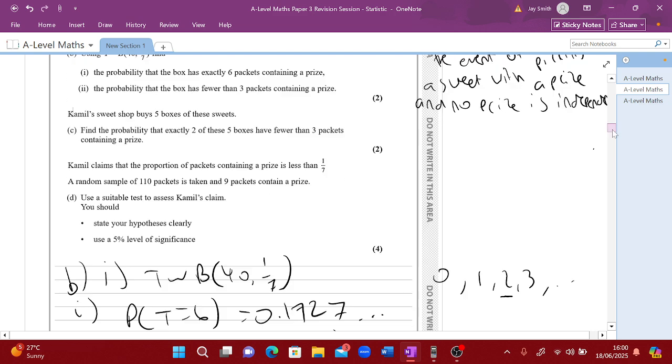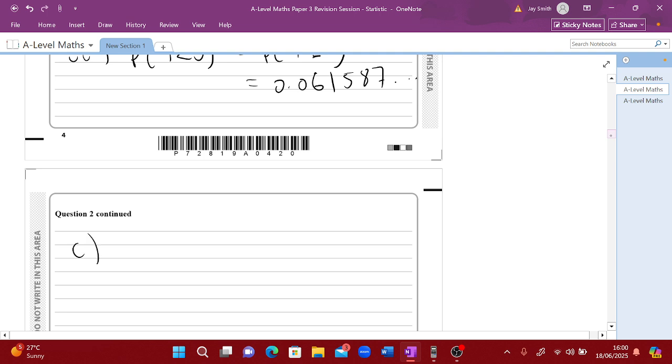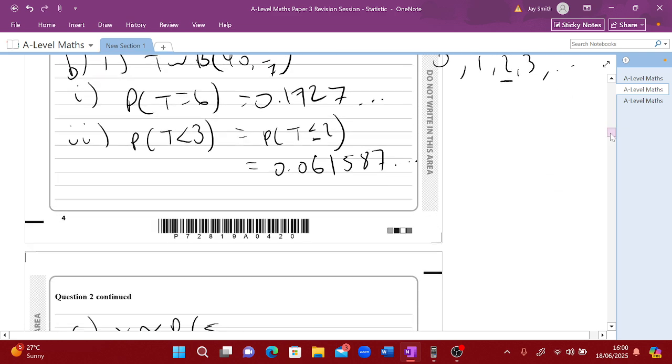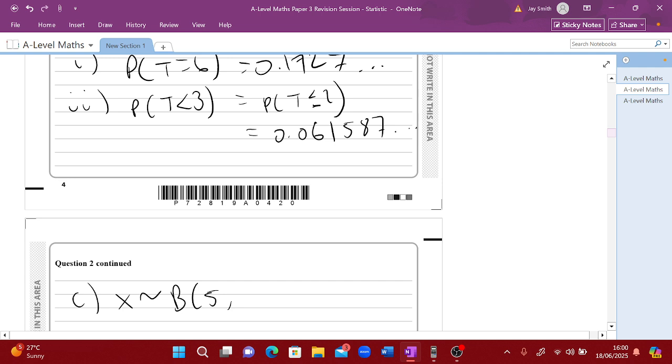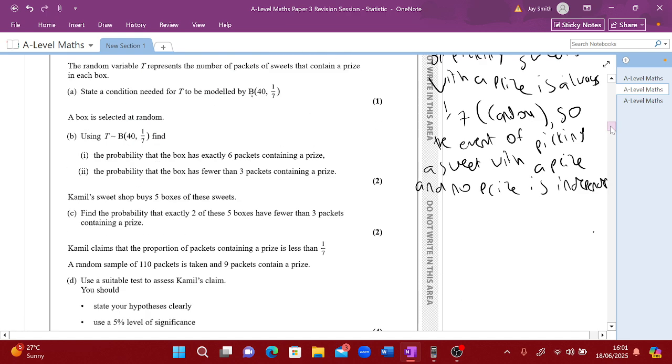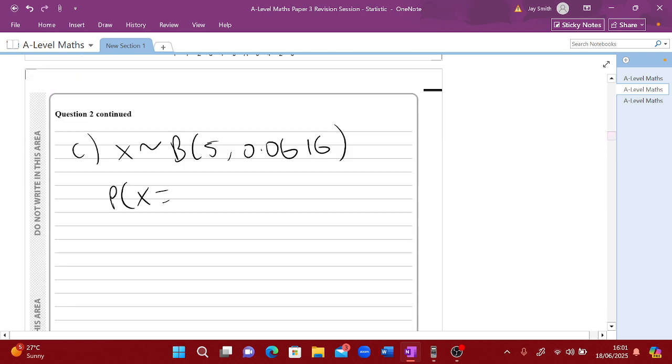So if we have a new binomial distribution, say Y or X, whatever, binomial N, P, so N is now the number of boxes, 5, and the probability of a box that we choose having less than 3 packets with a prize is this part II, so it's going to be this number here, 0.06... I'm going to leave it there to round it. And then we want the probability of that being, what does it say? Exactly 2. So again, that's going to equal 2.